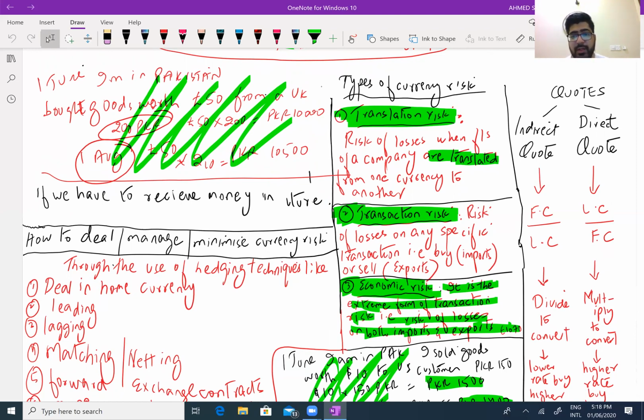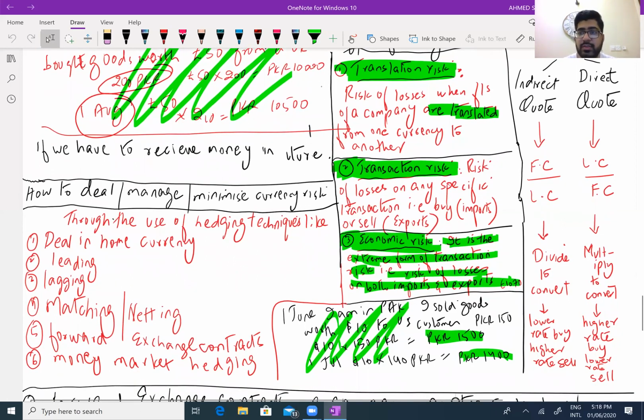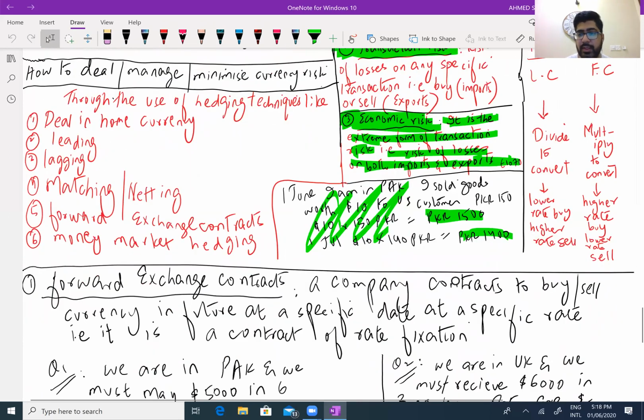There are three types of currency risk. Translation risk occurs when financial statements are translated from one currency to another. Transaction risk is a risk on any specific transaction, buying transaction, selling transaction. And economic risk is when both your buying transaction and your selling transaction give you loss. This is called the extreme form, and its extreme form is called economic risk.